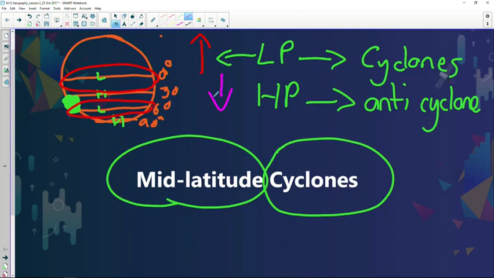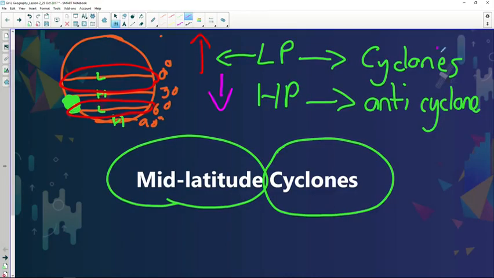Now, as the name indicates, what do we know? Mid-latitude cyclones form in the mid-latitudes, and cyclones are low pressure systems. And what do we know? It's air that rises because of warm conditions or because it's being forced to rise. Very importantly, when we look at low pressure systems, cyclones in the southern hemisphere, it's a clockwise circulation of air. And a high pressure system, an anticyclone, has an anti-clockwise circulation of air.